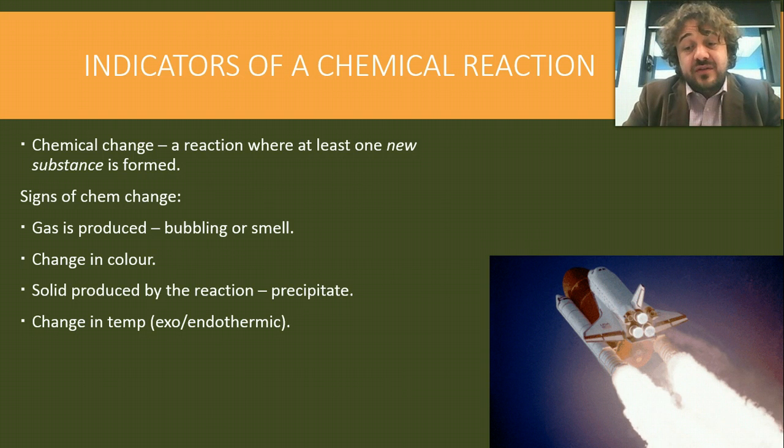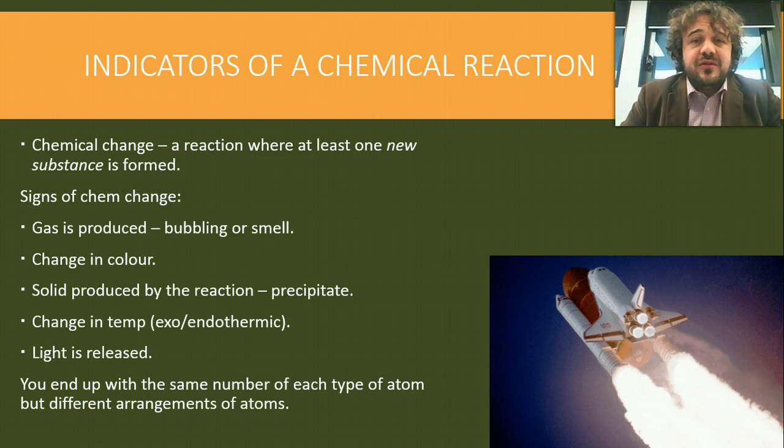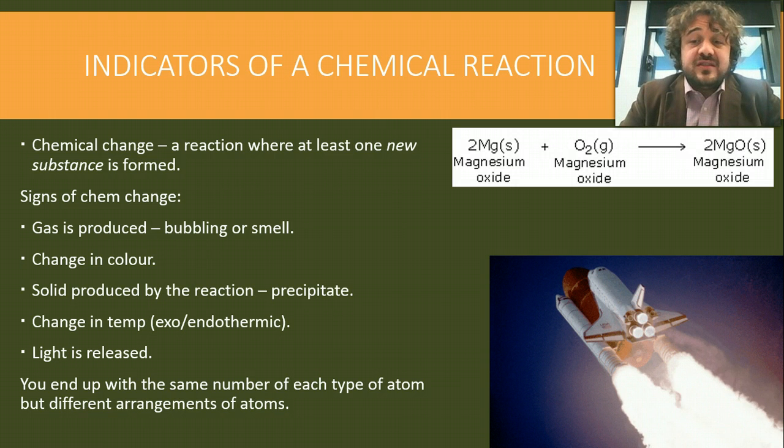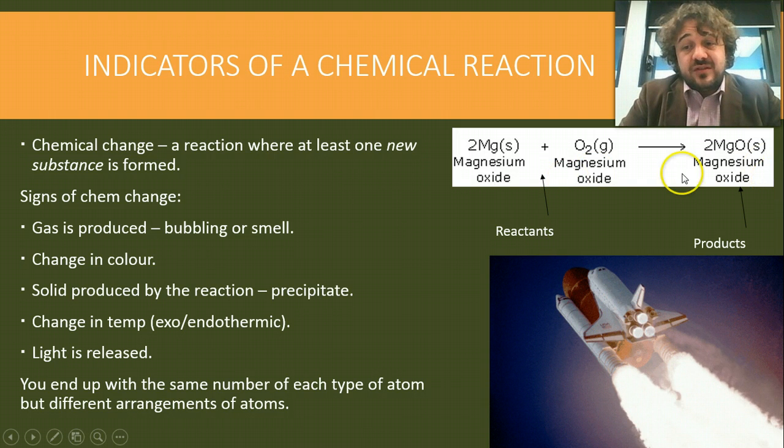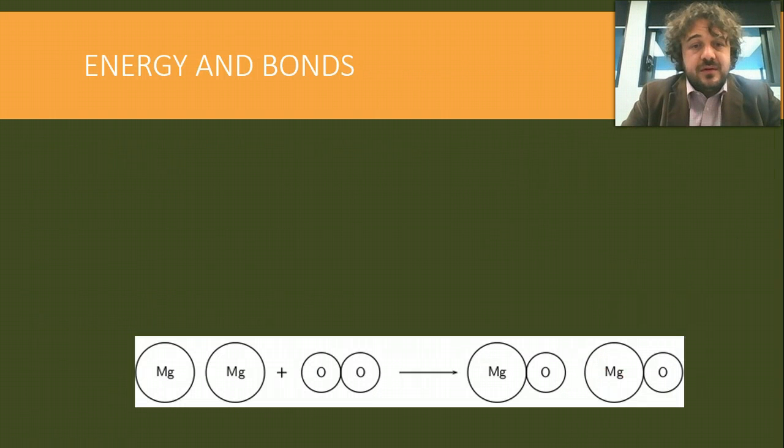There's a change in temperature over here with the shuttle. There's a very definite change in temperature. That's an exothermic reaction. Light is released, again, with the shuttle. And you end up with the same number of each type of atom. They're just rearranged in a different way. If we look at the oxidation of magnesium, we have reactants on the left-hand side and products on the right-hand side. Now remember, we always say this arrow means goes to. It does not ever mean equals.